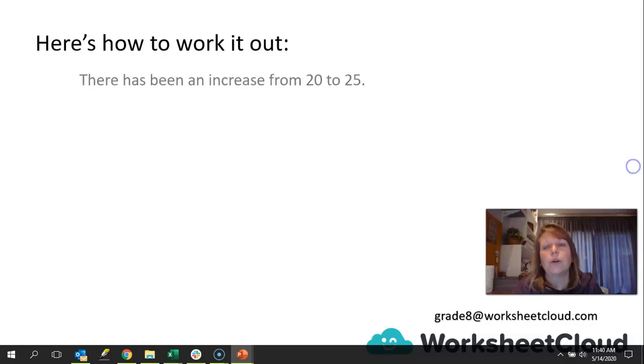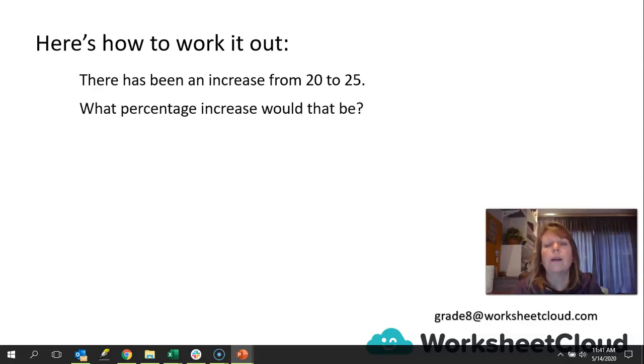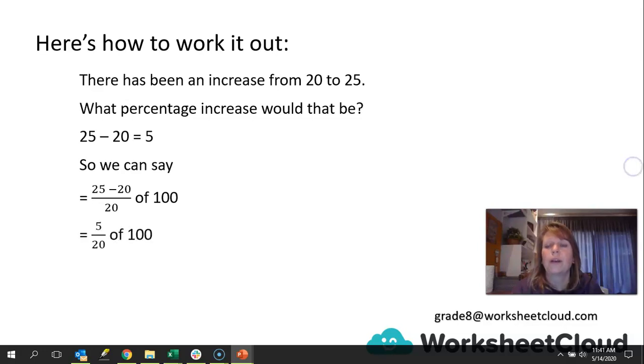Okay, so if we say there has been an increase from 20 to 25, what we would do is find out the difference first, and then put it over the original amount. So we'll go 25 minus 20, which is 5. Then we take the original amount of 20 and we put the 5 over the top of it and find out what fraction that is of 100. So it's 5 over 20 of 100.